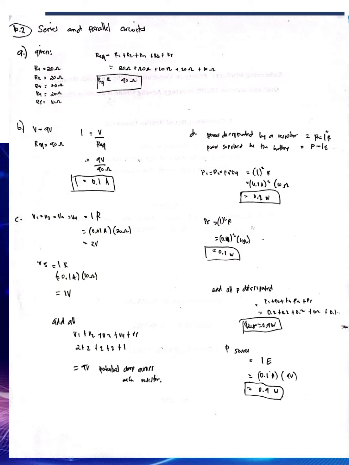Then, the same as before, we add the dissipated power: P1 plus P2 plus P3 up to P5. So we get 0.9 watt dissipated. And for the source, we use the formula current times E. Our current is 0.1 ampere and our E is 9 volts, so we get 0.9 watt.